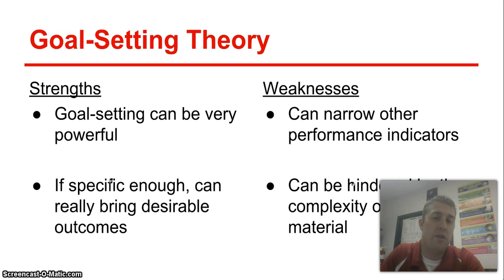And on the flip side, some weaknesses: it can narrow some other performance indicators. We might leave some things out every once in a while in regards to what is really important for that student. Just because they may only be able to attain a C average, we may not want to try to go too high or narrow other things. And then they can be hindered by the complexity of the job and the material. So we have to be very careful that if they're learning something brand new, we don't throw some really unattainable goals at that student.